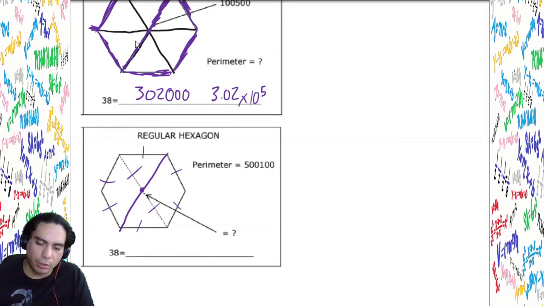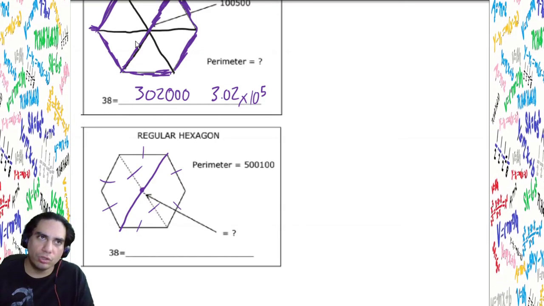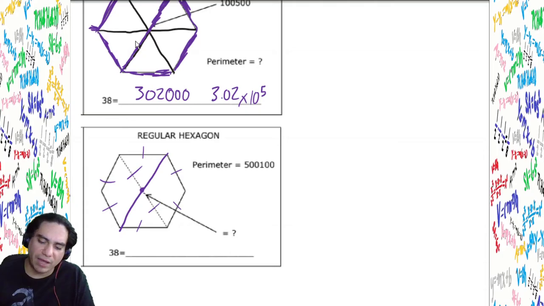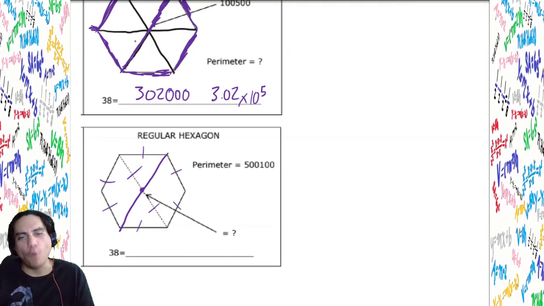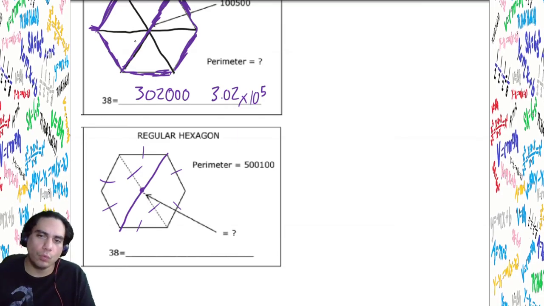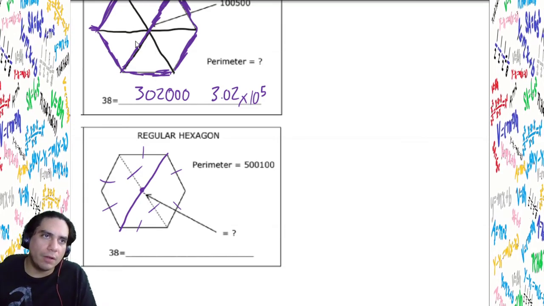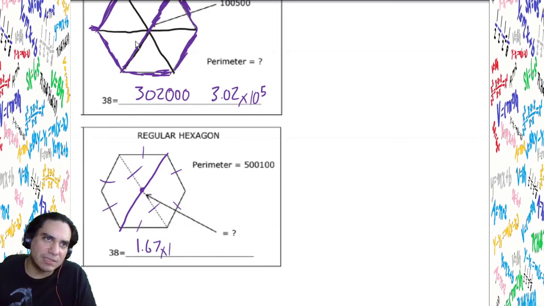500100. Enter. 2. No, actually, it's not 2 divide. It'll be 6 divide. So now each side is 8.34 times 10 to the 4th. Then we multiply it by 2, and we got ourselves our answer: 1.67 times 10 to the 5th.